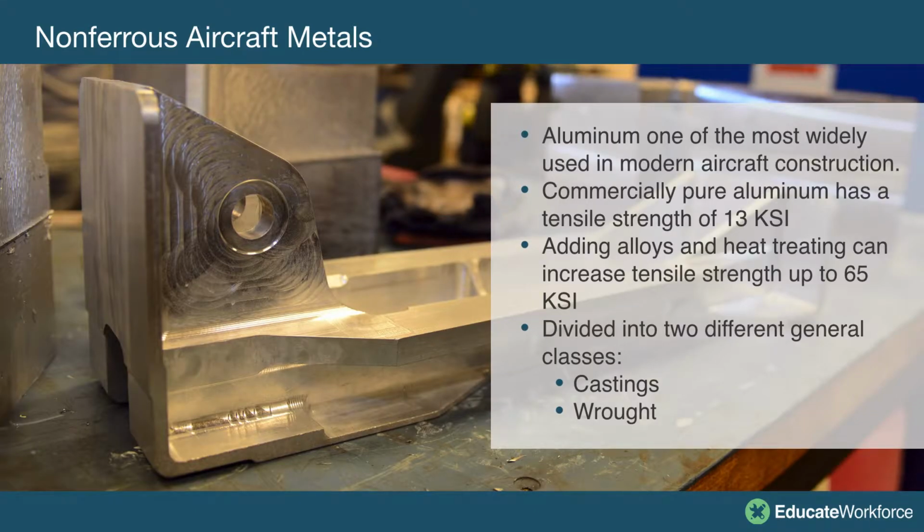Aluminum is one of the most widely used materials in modern aircraft construction. Commercially pure aluminum has a tensile strength of about 13 ksi, which in the big scheme of things is not very strong. By adding alloys and adding heat treatment, we can increase the tensile strength up to 65,000 ksi. We're going to divide the aluminum into 2 general categories, castings and wrought. Casting is poured and wrought is worked.